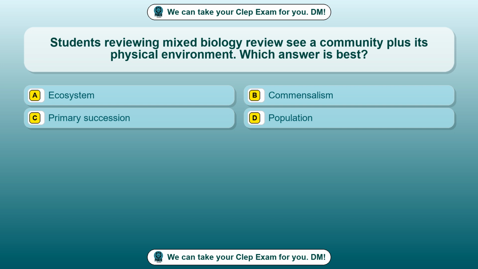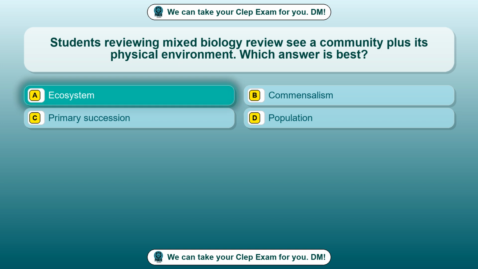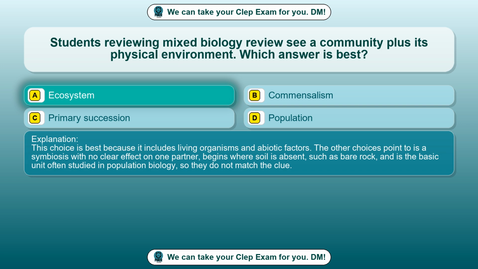Question 7. Students reviewing mixed biology review see a community plus its physical environment. Which answer is best? Option A, ecosystem. Option B, commensalism. Option C, primary succession. Option D, population. The correct answer is option A, ecosystem. This choice is best because it includes living organisms and abiotic factors.